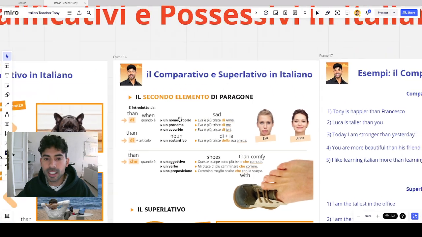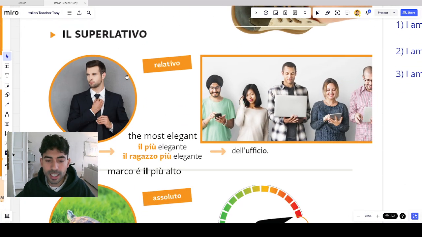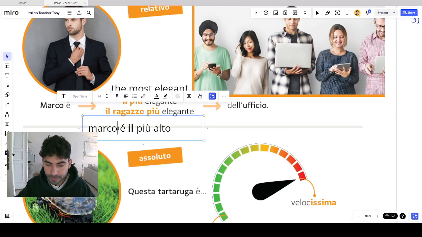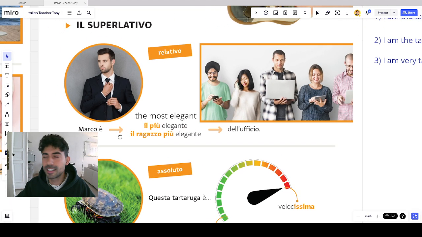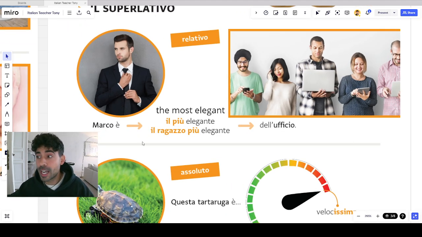If you see in here, there is no article in front. This is just "Eva is more sad." It's not "Eva is the most sad." So in Italian, by putting the article, you create this form. Now, how do you say superlativo relativo in Italiano, which means the equivalent of very beautiful?